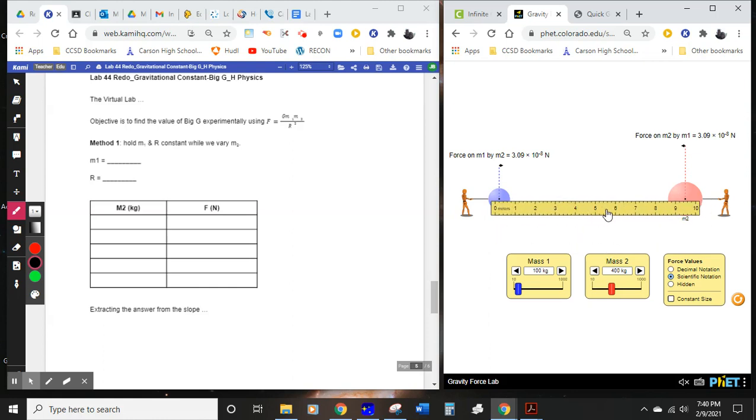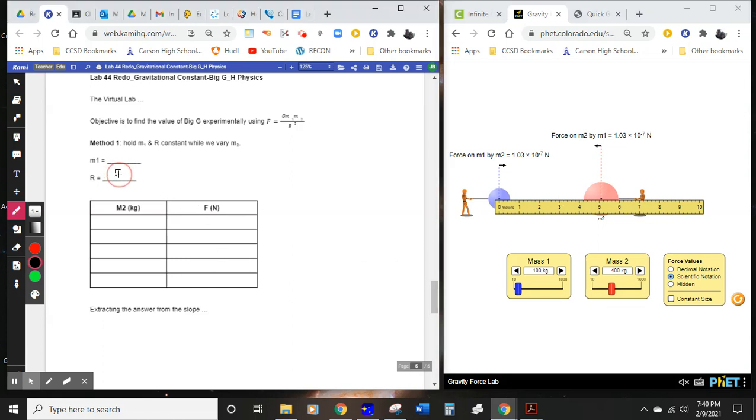First, let's set the radius. Let's just go 5 meters. There we go, so the radius is 5 meters. Make sure we put an M here to indicate meters. And for M1, let's make M1 100 kilograms. So this is set. We can only manipulate one variable at a time. So 100 kilograms. Now let's start with M2 being 50.